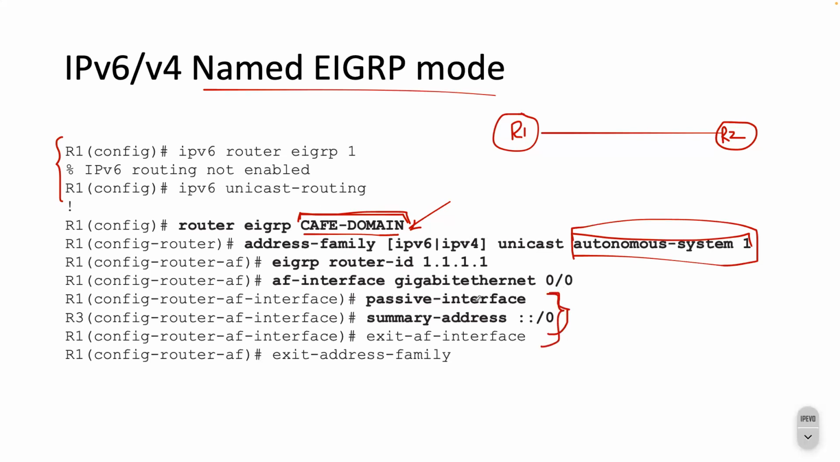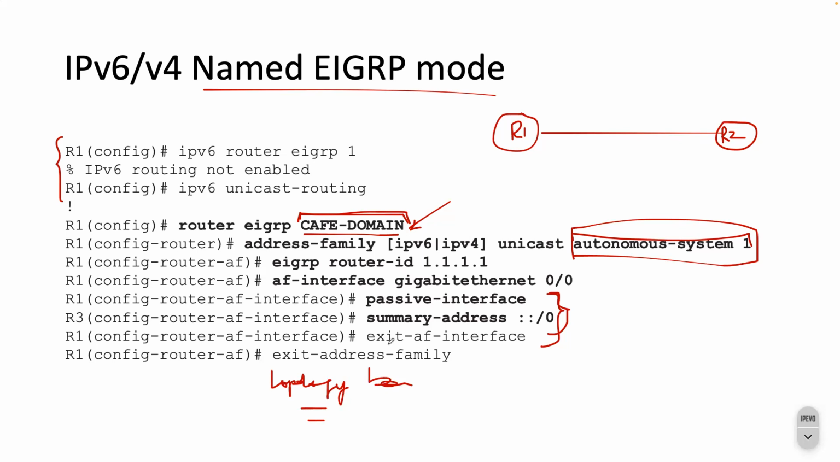For example, if you want to declare an interface as passive, you will define it like this. If you want to summarize any address, you will use summary address and then give the summarized address. Anything related globally to your EIGRP will be defined at this level, with your topology base configuration, and under that you will define them.